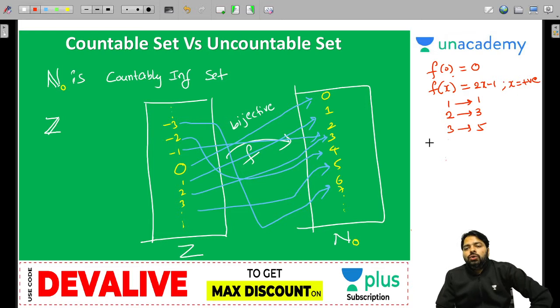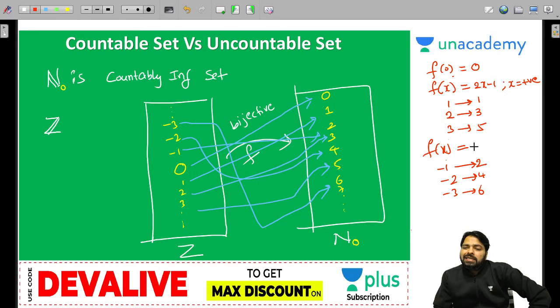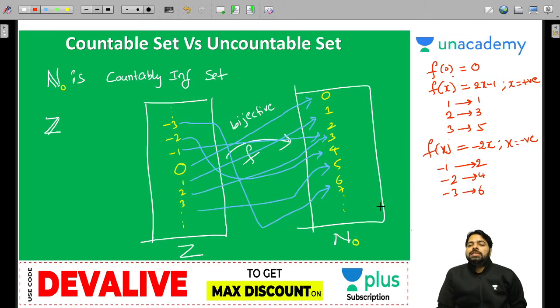Similarly, I can show you that f of x is equal to, when it is negative, minus 1 maps to 2 and minus 2 maps to 4 and minus 3 maps to 6. It is equal to minus 2x, because already minus is there. So minus into minus is plus, and multiply with 2 when x is negative. So this is f. F inverse also you can do.